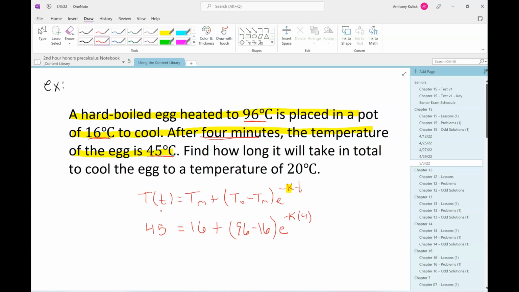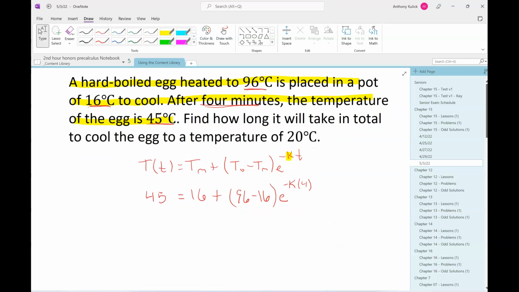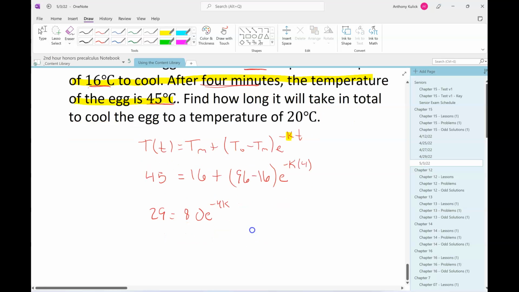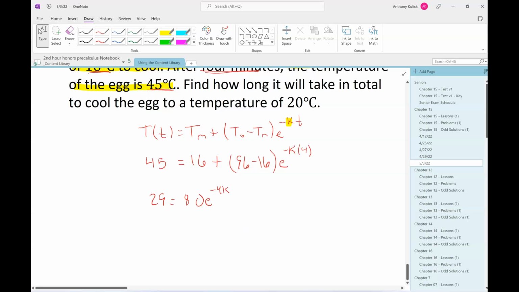Okay. Solving for k here, where's the k located? In the exponent. So eventually to get that k, we're going to have to use a logarithm, but not yet. What do we need to do first? Subtract the 16. And then 96 minus 16 is 80. Thank you. Mental math is hard sometimes, guys. I can do these logs in my head, but then I screw up 96 minus 16, so go figure.